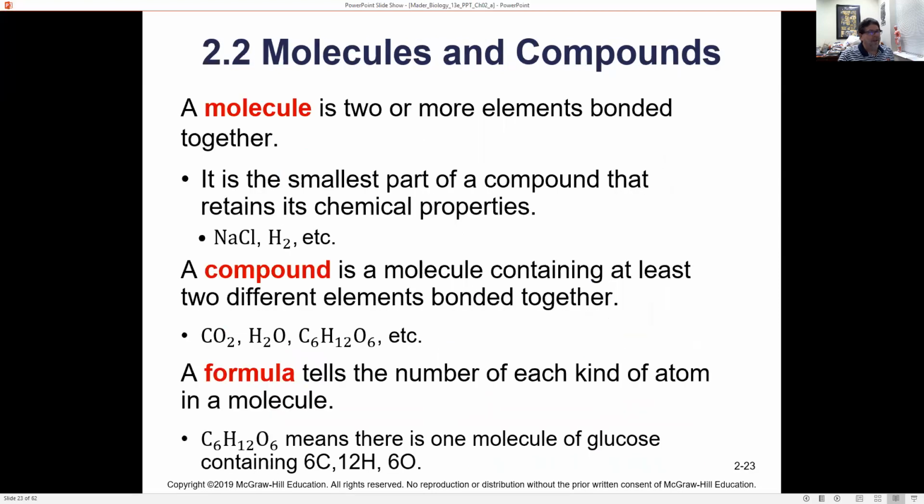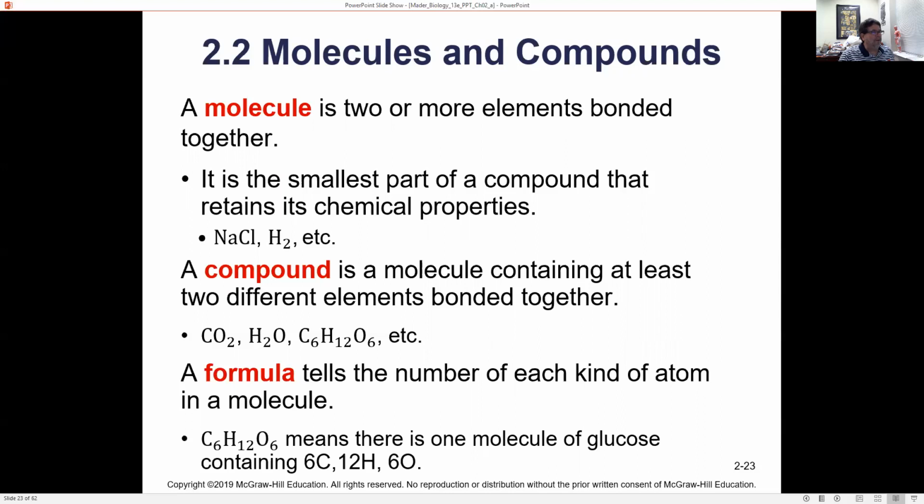Okay, a compound is two different elements bound together. A molecule could be two or more elements bound together. Okay, and a formula tells us the exact number of atoms in a molecule. For example, glucose is C6H12O6. You can see compounds there, carbon dioxide, water. If it's the same element, it could be a molecule, right?